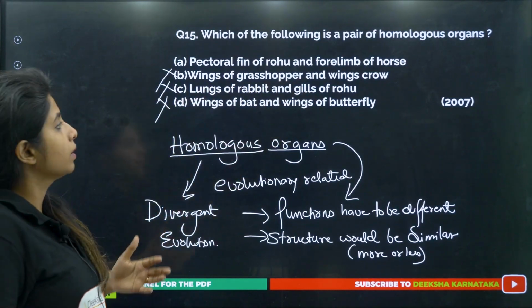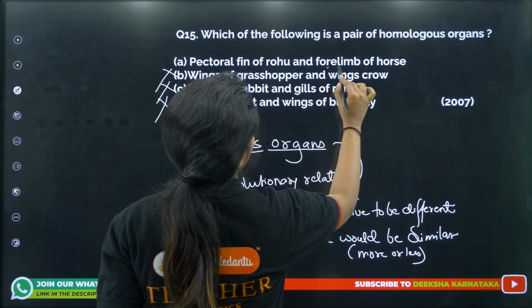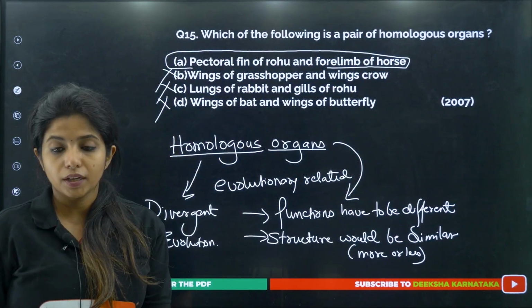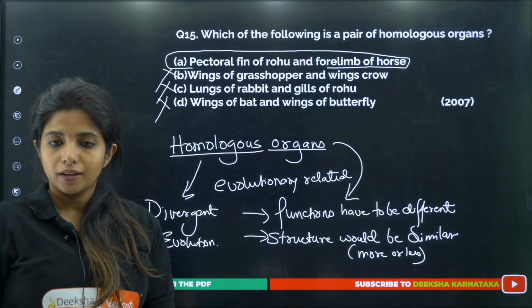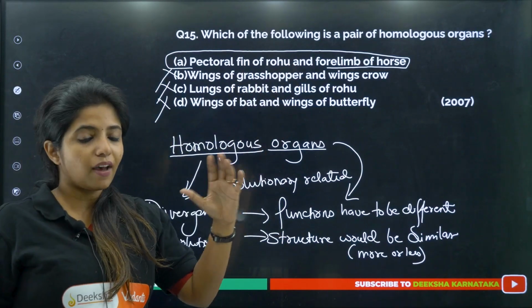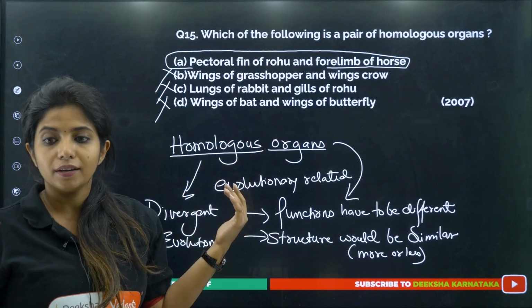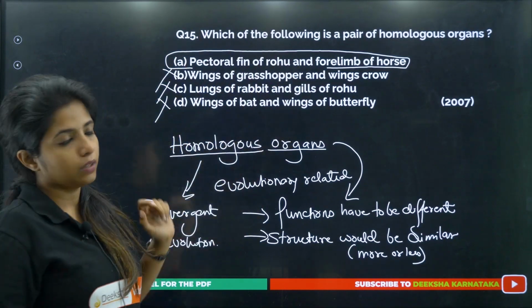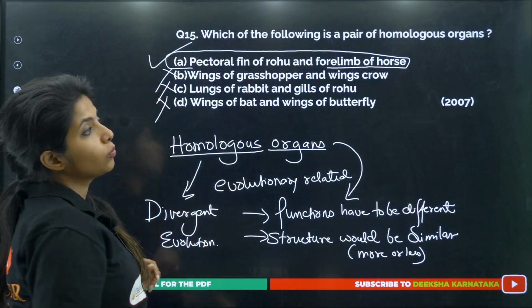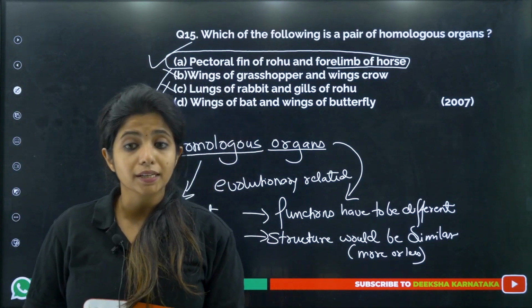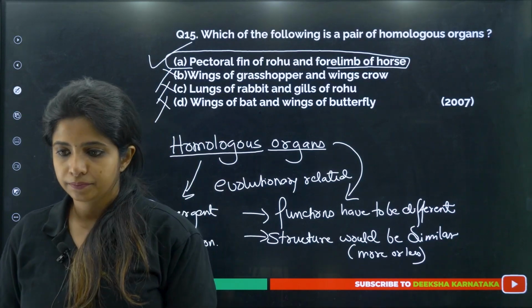It's for respiring, breathing. But pectoral fin of rohu and forelimb of horse, over here, yes. Instead of having forelimb in the case of fishes, they have pectoral fins. This and this might have had some common thing earlier, but their functions are totally different as of now. So this becomes your correct answer of homologous organs. These questions are kind of tricky, but you will get to know about it if you practice it often. It's easy.